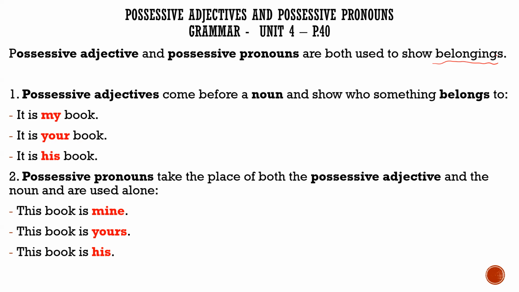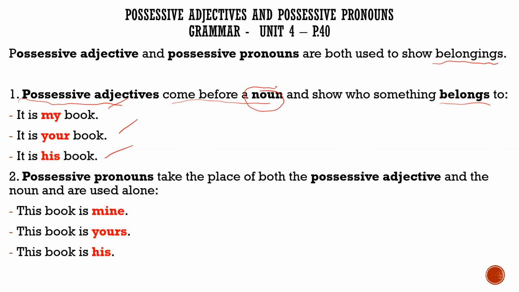Let's see. Possessive adjectives first. They come before a noun, okay, as you see, come before a noun and show who something belongs to. Okay. If you check these sentences, this is my book. It's your book. It's his book. My, your, his. They are followed by a noun. Okay, they come before the noun.